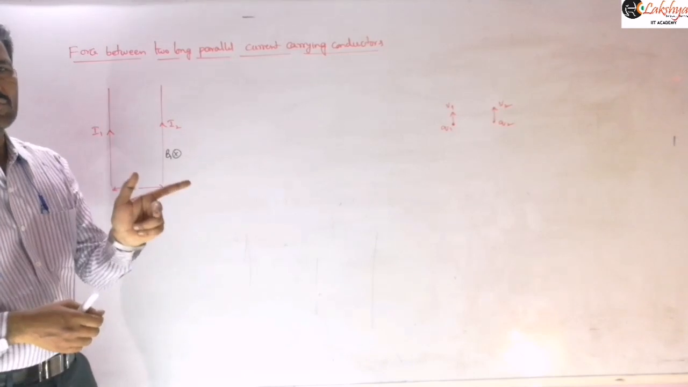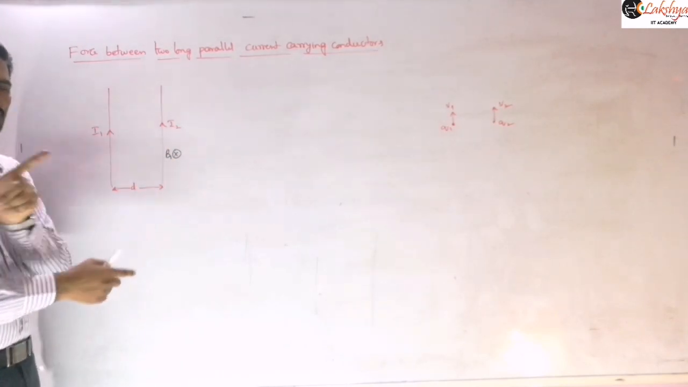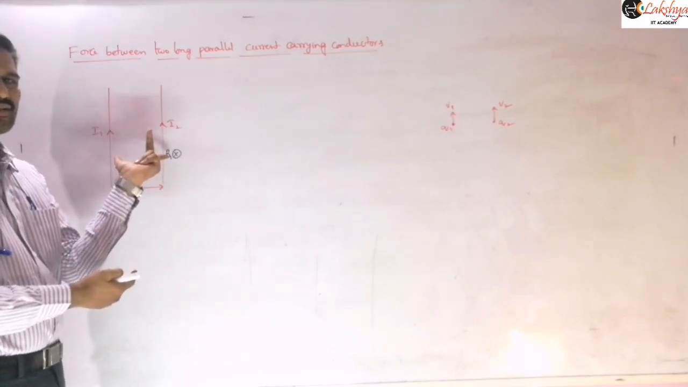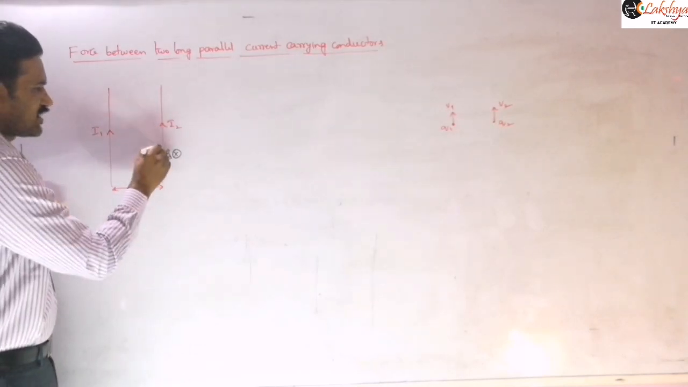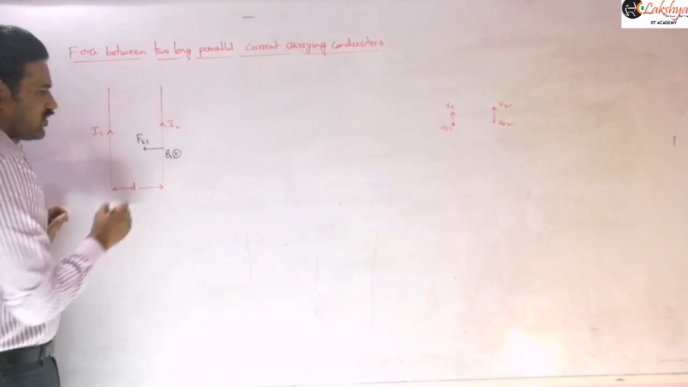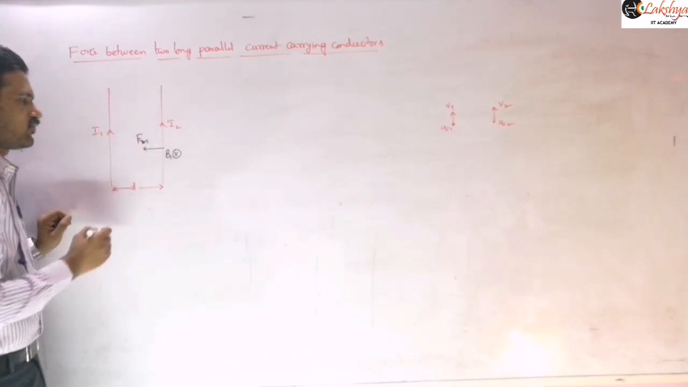All of you stretch your fingers and try to apply this for this case. The field is inwards and the current is flowing upwards, so the current is like this. Then the thumb is towards the left. That means this force will be along this direction. Now I am taking this as F21, the force acting on 2 due to 1. That is F21, the force I am taking here.